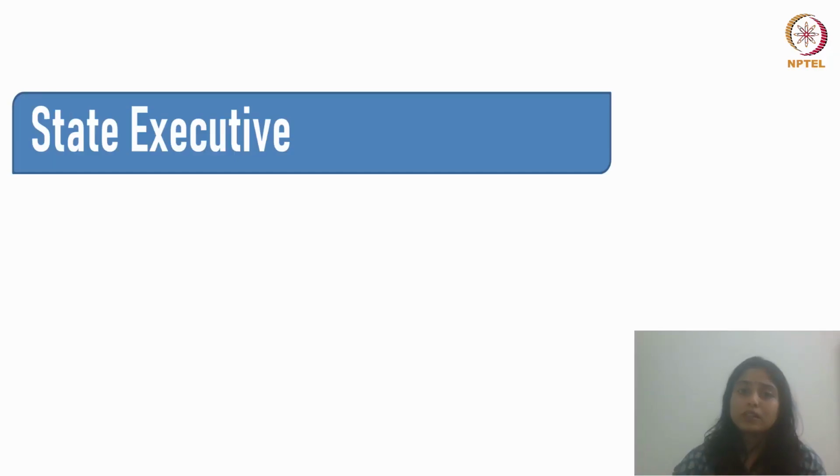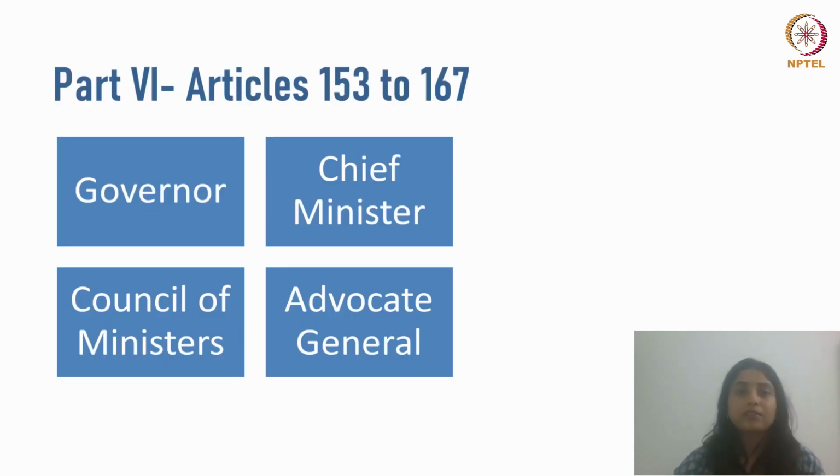So you have learned about the Union Executive in great detail. Let's move on and learn about the State Executive. Like you have a parliamentary system of governance at the center, a similar structure has been envisaged by the Constitution for the states as well. So the State Executive comprises of four actors: the Governor, the Chief Minister, Council of Ministers and the Advocate General.